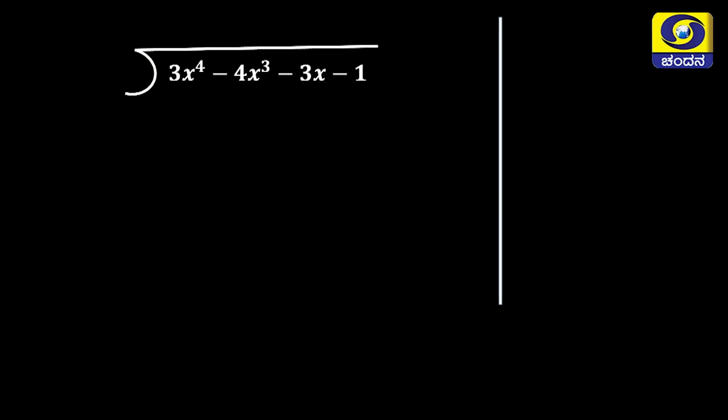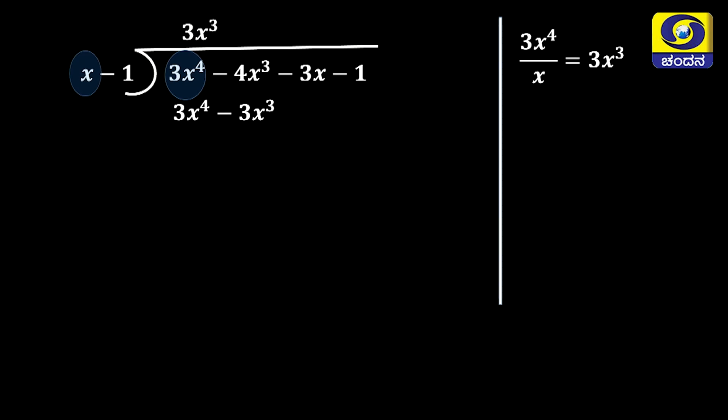So now, 3x to the power of 4 minus 4x cube minus 3x minus 1. We have to identify the first term from the divisor, x. Again from the dividend, 3x to the power of 4. Now we divide 3x to the power of 4 by x, and you will get 3x cube, which you put on the upper side. The next step is to multiply 3x cube by x minus 1. 3x cube into x is 3x to the power of 4, and 3x cube into minus 1 is minus 3x cube. After changing the sign, 3x to the power of 4 minus 3x to the power of 4 gives you the 0 value.